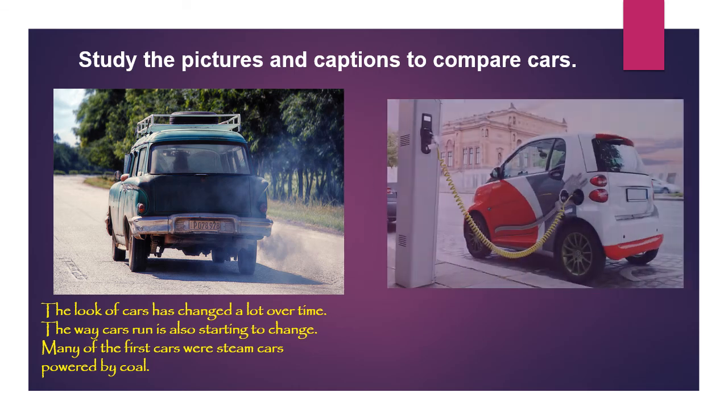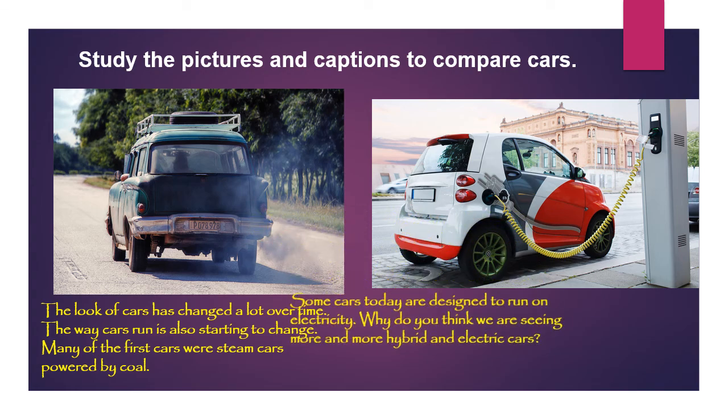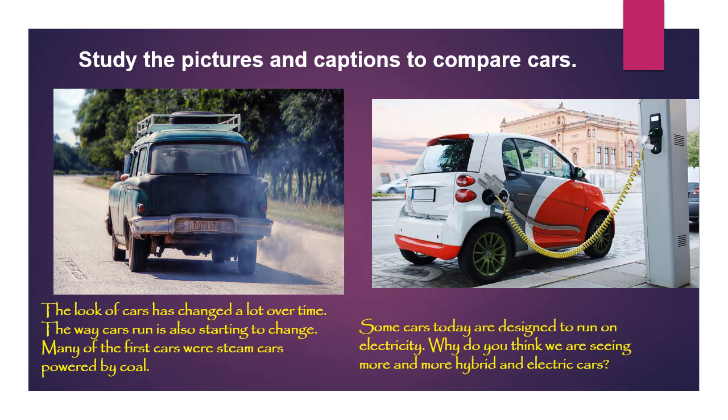Then the next one, can you guess what this car is using? You tried. So some cars today are designed to run on electricity. Why do you think we are seeing more and more hybrid and electric cars? When we are talking about hybrid, we are talking about cars that can use both oil and electricity. I think we have more on our road now.